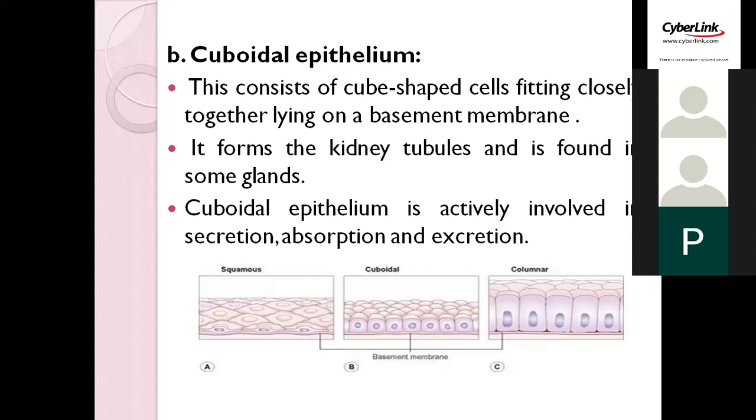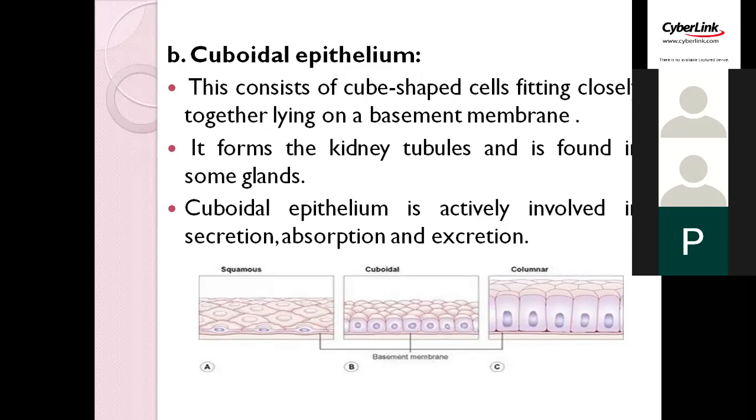Especially if you see the kidney, because the kidney is the main organ in our body which really helps in eliminating all the waste products. So how do we eliminate it? In the form of urination. So this is about the cuboidal epithelium. It is made of cube-shaped cells, found in the kidney tubules and also in some glands. And the main function, like other epithelial tissue, is actively involved in secretion, absorption and excretion.